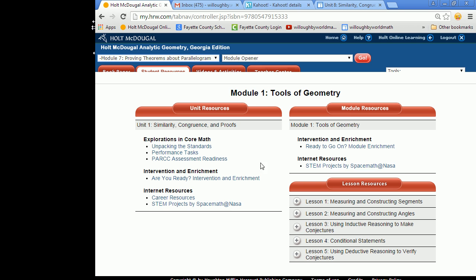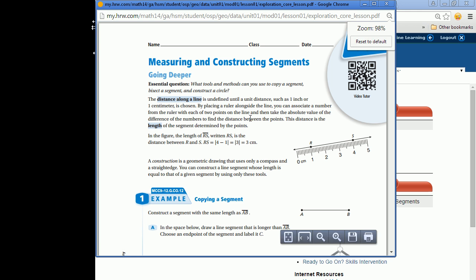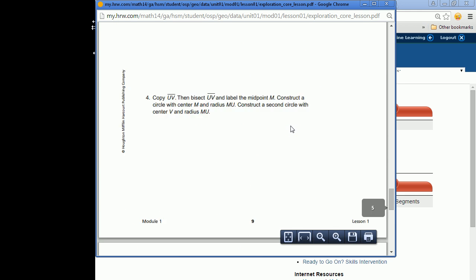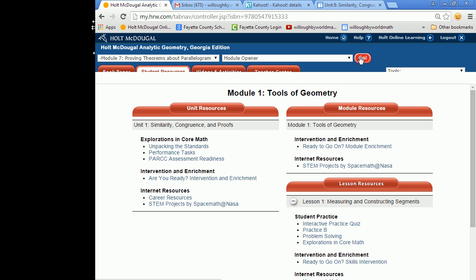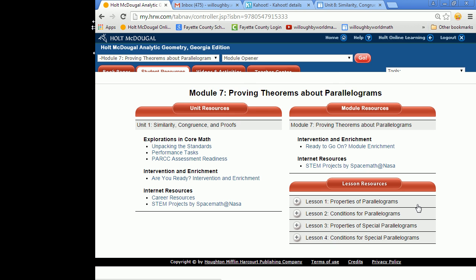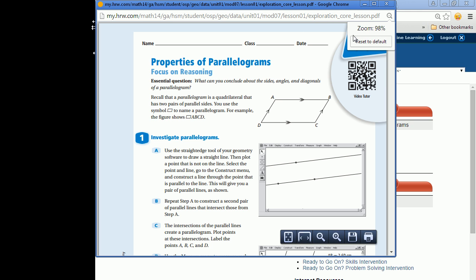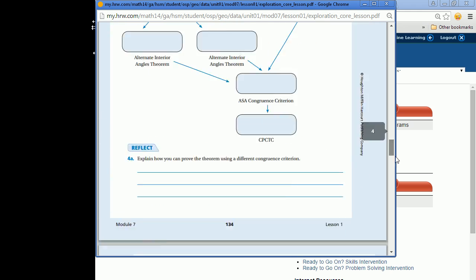So look right here. If you click on lesson resources, did you guys know that this is your workbook? So if you ever forget your workbook, it's right here. Alright, so here's my workbook. Click on it. And you guys were saying you had some questions about 138. So we'll look down here at 138.